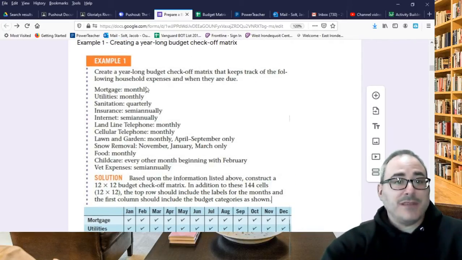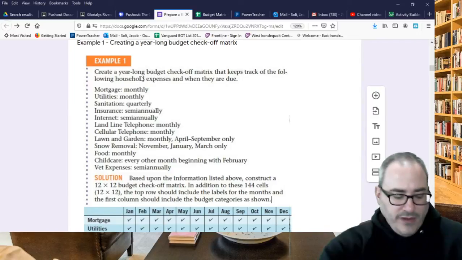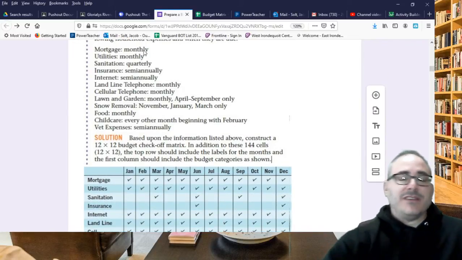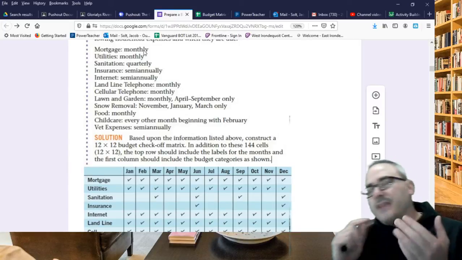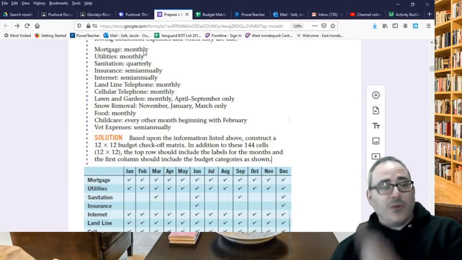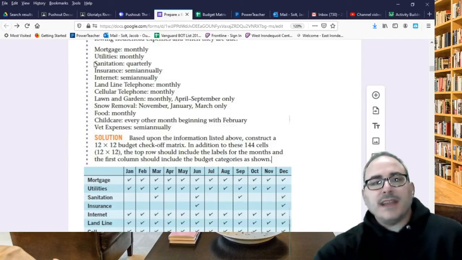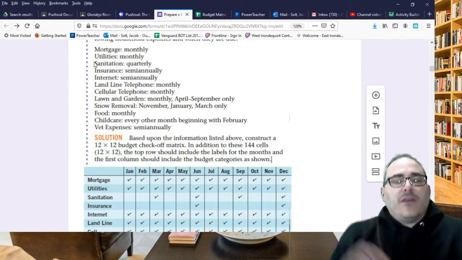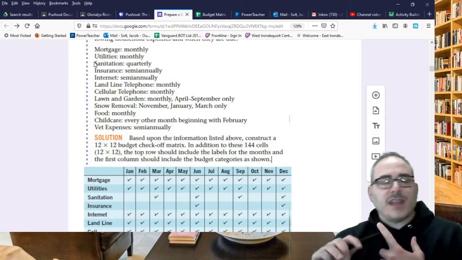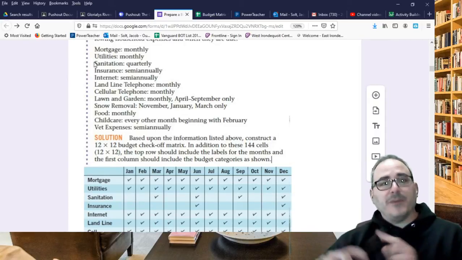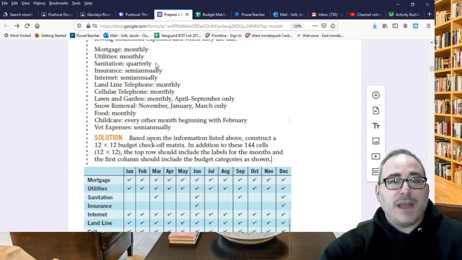Mortgage is paid monthly. If you pay rent or mortgage, usually this kind of expense is paid monthly. Utilities, your electric, your gas, all the stuff we did in section 1 of this unit, those are usually paid monthly. Sanitation, quarterly. Now, if you live in the city, you probably don't pay anything for sanitation, but if you live other places, sometimes you have to pay for a garbage man to come pick up your garbage. So sometimes that's paid quarterly, sometimes it's semi-annually. In this case, we're going to consider sanitation paid quarterly.